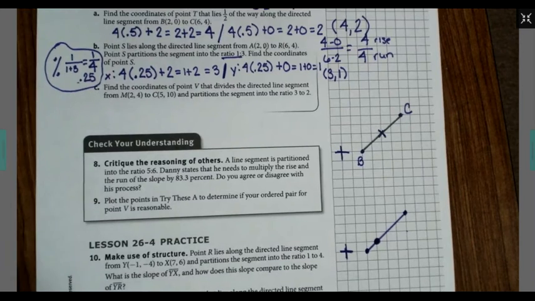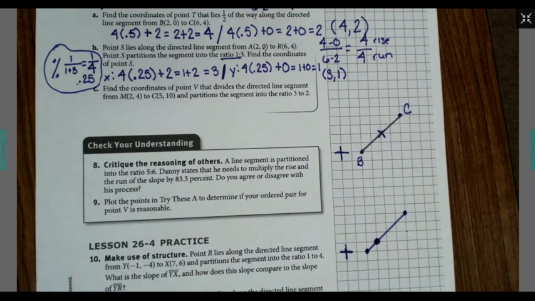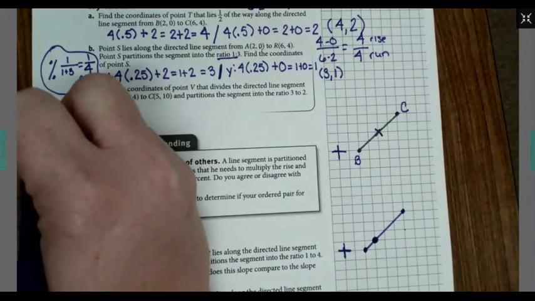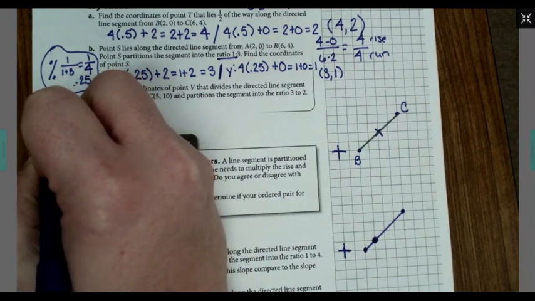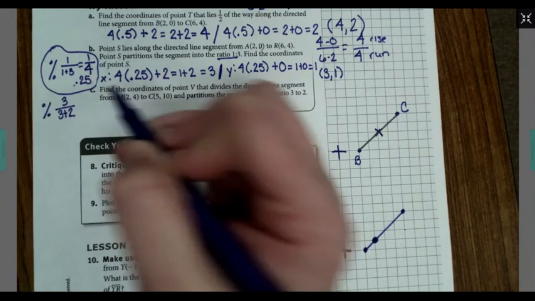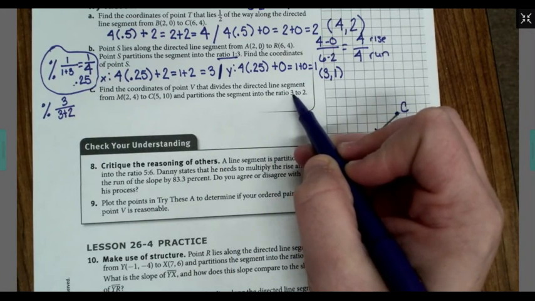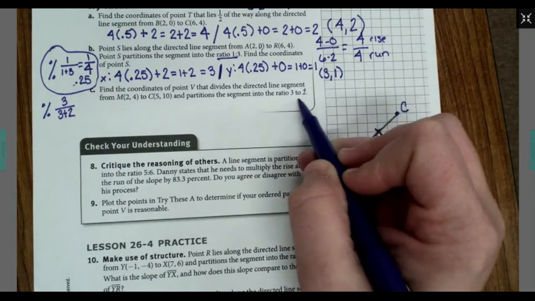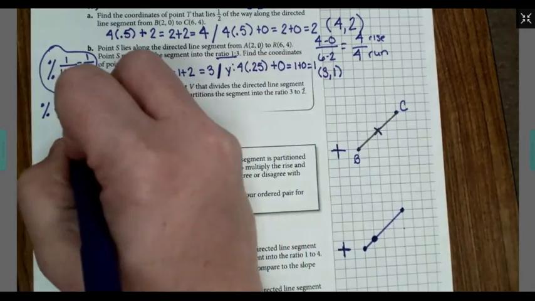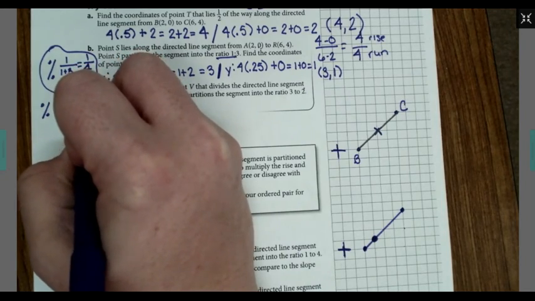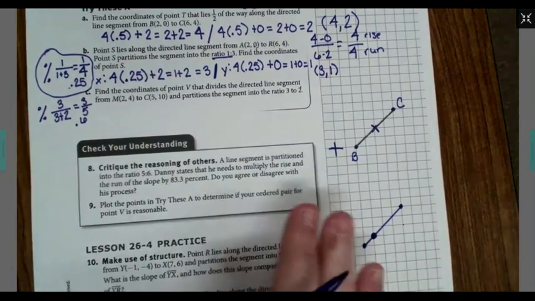Lastly, let's look at letter C. Find the coordinates of point V that divides the directed line segment from (2, 4) to (5, 10) and partitions the segment into a ratio of 3 sections to 2. So we're going to find our percent by doing 3 over 3 plus 2. This number will always be in your numerator position. When we're setting up this ratio, we add them together to find our denominator. So 3 over 5, which is 0.6.